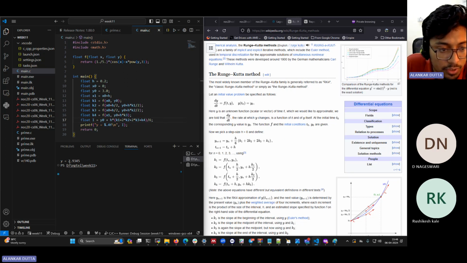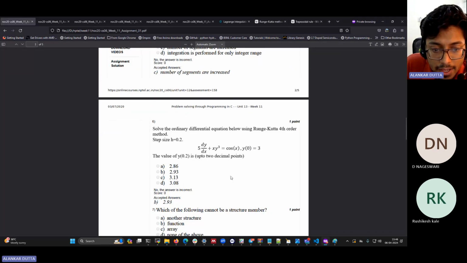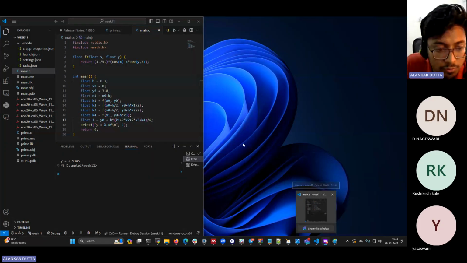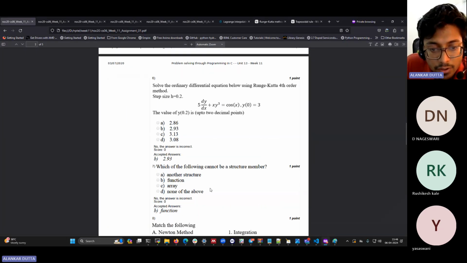And you see that the value here is 2.9345. Now let me go back and verify what value is needed. And you see 2.93 is the accepted answer, and the value which we have got from VS Code is 2.9345. So this is the right answer, which is option B.